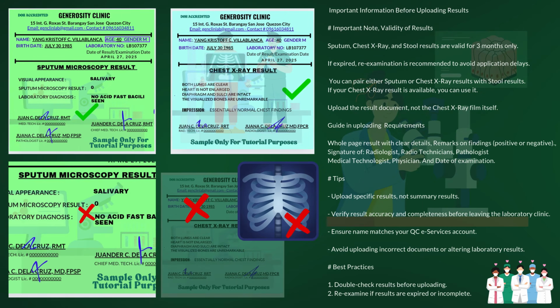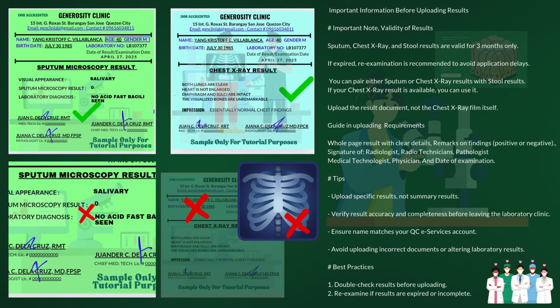Important information before uploading results. Important note, validity of results. Sputum, chest X-ray, and stool results are valid for 3 months only. If expired, re-examination is recommended to avoid application delays. You can pair either sputum or chest X-ray results with stool results. If your chest X-ray result is available, you can use it. Upload the result document, not the chest X-ray film itself.